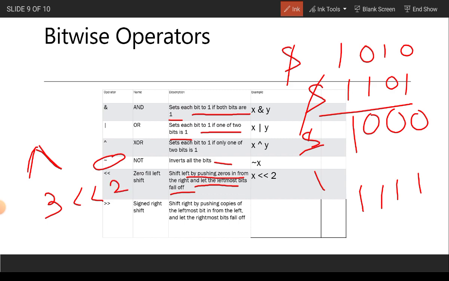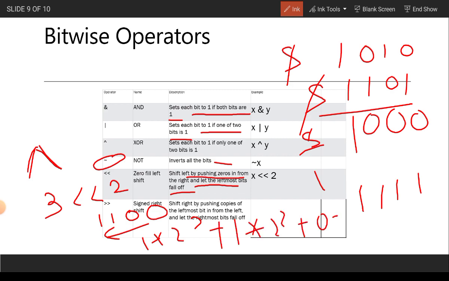So we can represent x as 1 1, and we want to left shift it by 2. So we push two 0s here. It becomes 1 into 2 power 3 plus 1 into 2 square plus 0 plus 0. So it becomes 8 plus 4, which is 12. So it becomes 12. In this way it works.